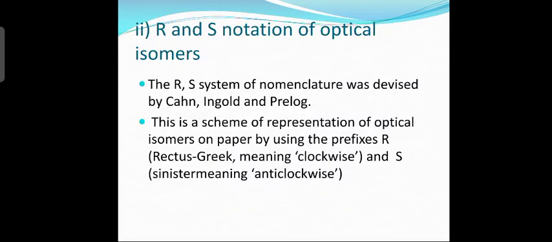R and S of optical isomers. Now, how do you give R and S notation for optical isomers? The R and S system of nomenclature was devised by Cahn, Ingold and Prelog. This is a scheme of representation of optical isomers on paper by using the prefixes R and S. R means, in Greek, rectus, which means clockwise rotation. And S means sinister, meaning anti-clockwise. So, clockwise is rectus or R, anti-clockwise is S notation.